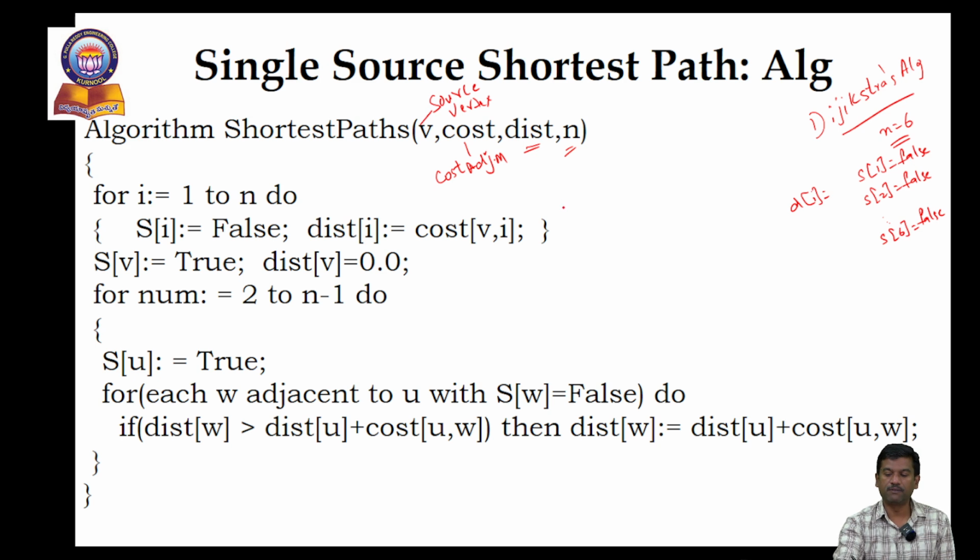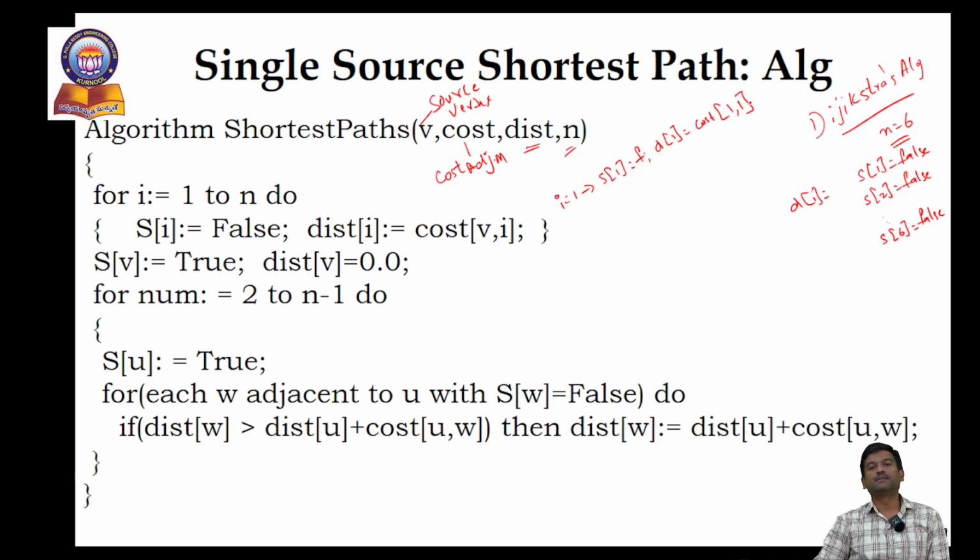So when you take the i value to be equal to 1, this indicates s of 1 is equal to false, and distance of 1 is given as cost of v comma i. V indicates the source vertex. Assume the source vertex to be equal to 1. There are 3 kinds of values that may be generated in the cost adjacency matrix: 0, infinity, and a value which indicates the edge cost, something like 10 or any other value.